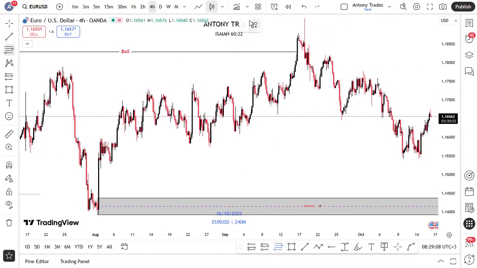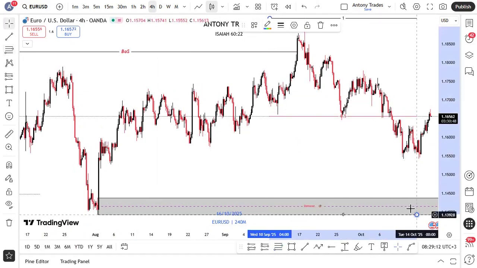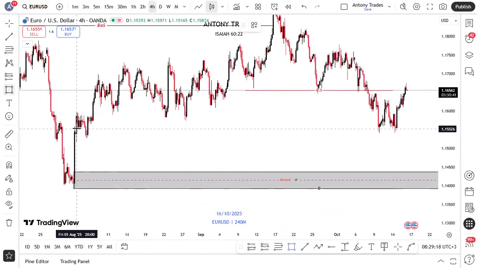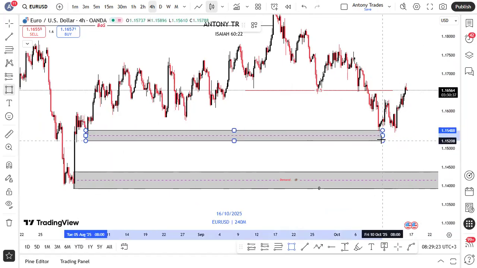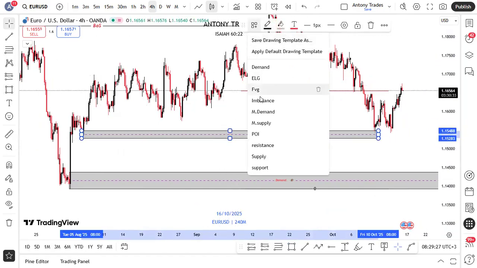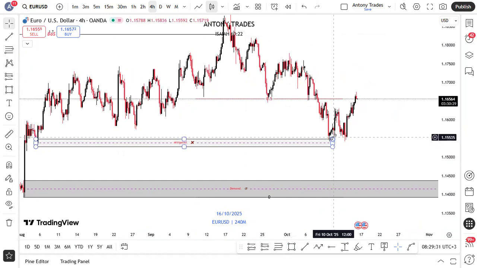Market can decide to react from anywhere at the discount. See, this is now the 50% started from here. And you can see very clearly now the market is reacting from this candle here, this small demand zone or an order block down here.